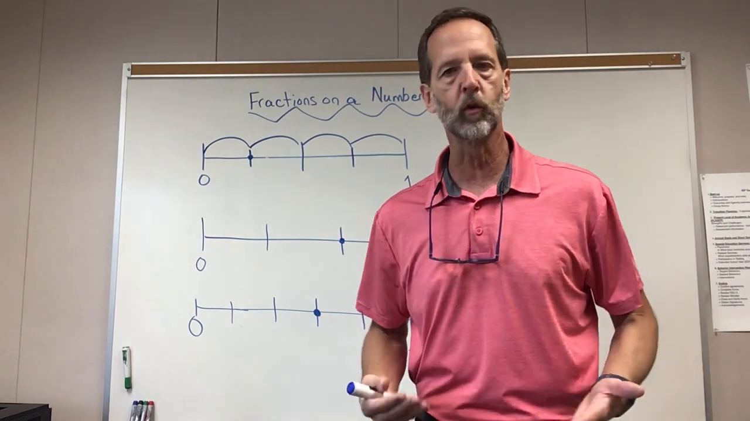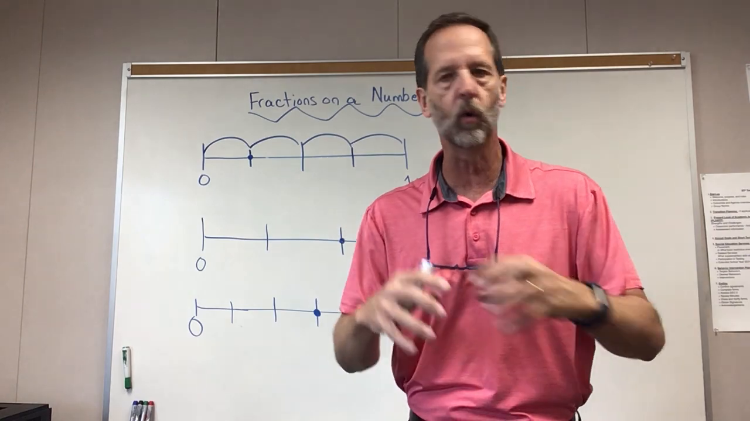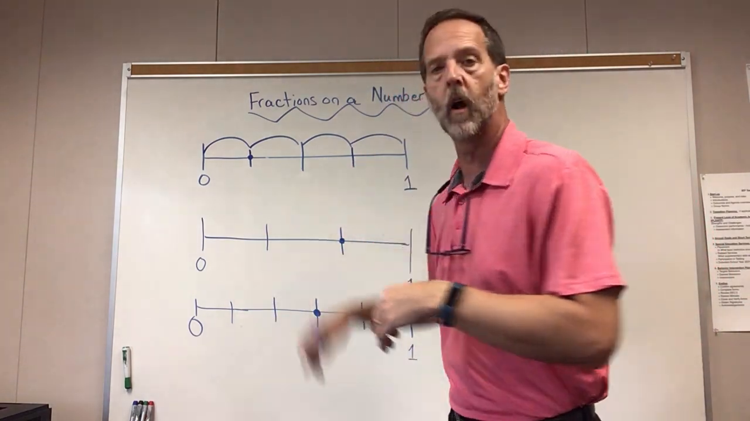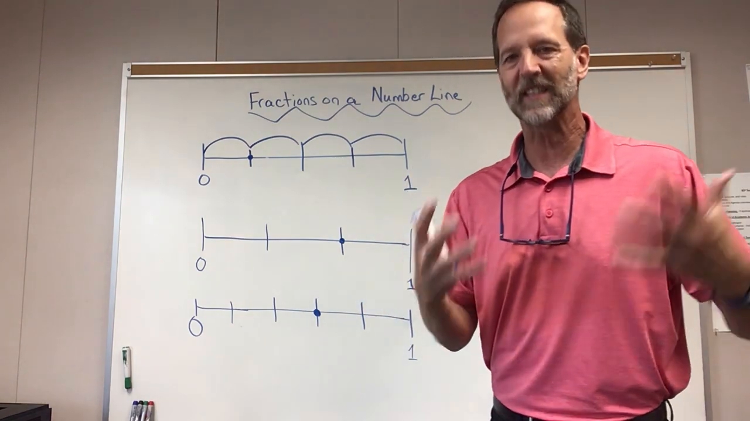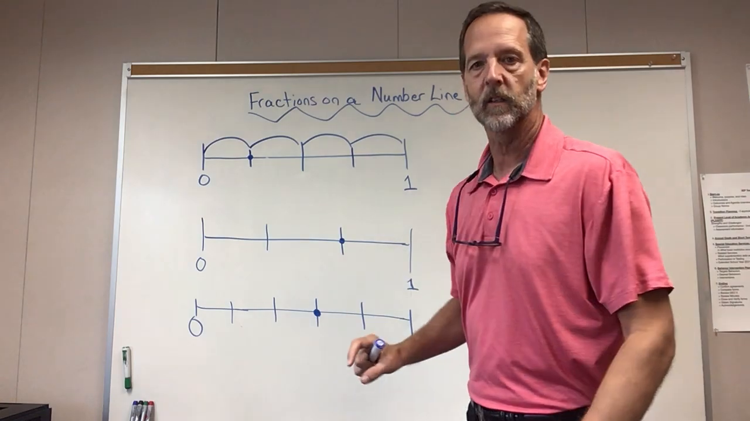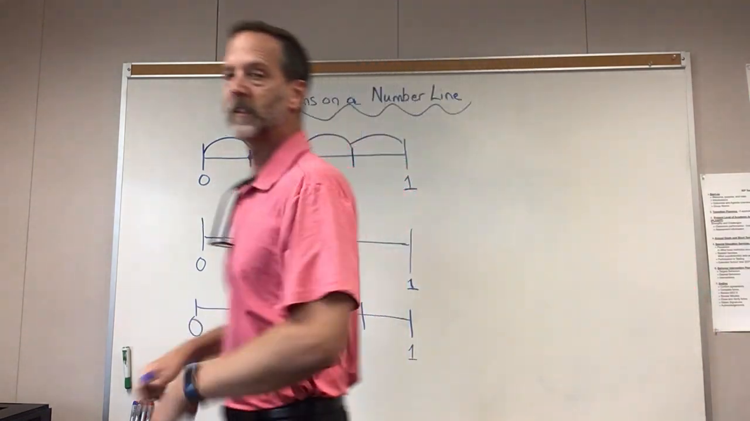In everything that we've talked about with fractions, we keep talking about how the pieces have to be the same. That's true no matter whether you're doing fraction of a whole, or fraction of a set, or fraction on a number line. The pieces have to be the same. Okay? So these are the same size. Now, how many of those jumps did I make?